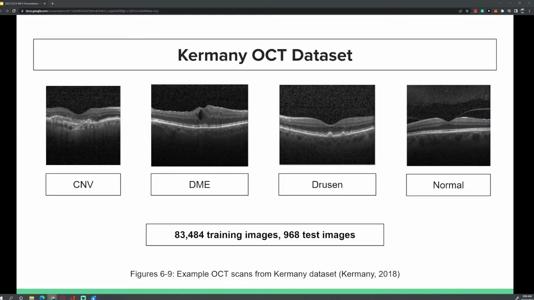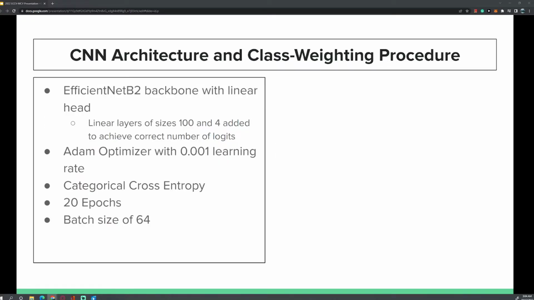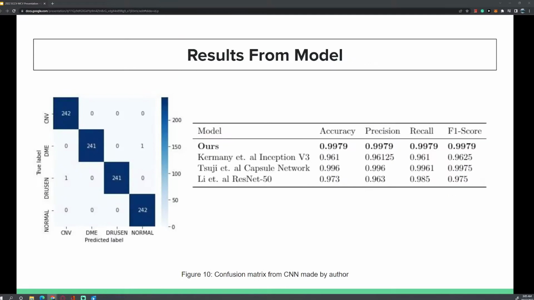We used the Kermany OCT dataset, which contains around 84,000 images of CNV, DME, drusen, and normal varieties. For our CNN architecture, we use an EfficientNetV2 backbone with a linear head. We train with the Adam optimizer, 0.001 learning rate, categorical cross entropy, 20 epochs, and a batch size of 64. On the right here, we can see our class weighting procedure.